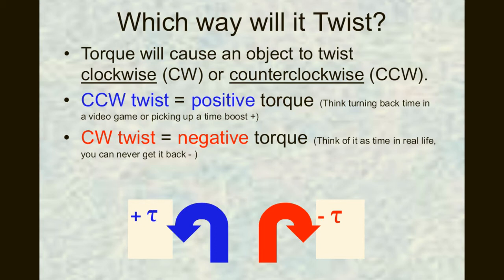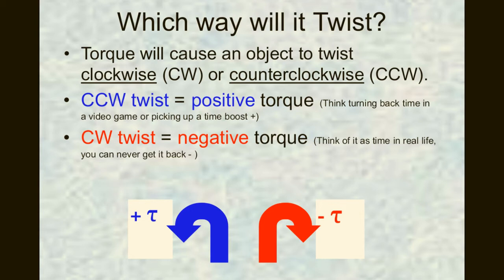When you think about a clockwise twist, again, think about the handles on a clock. If it's going the regular clockwise that it's supposed to in our regular normal life, then at that point, it's negative. The reason for that is because time keeps on clicking away and ticking away. So you're never getting that time back.